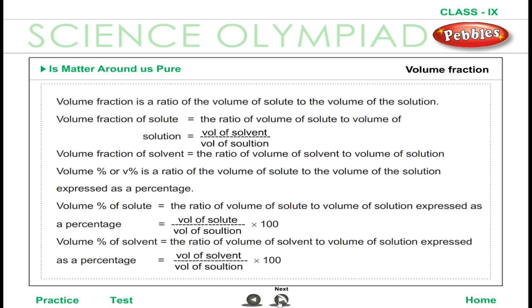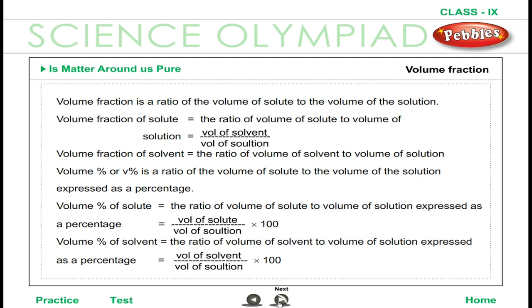Volume fraction is a ratio of the volume of solute to the volume of solution. Volume fraction of solute equals the ratio of volume of solute to volume of solution, equals volume of solute by volume of solution. Volume fraction of solvent, the ratio of volume of solvent to volume of solution.